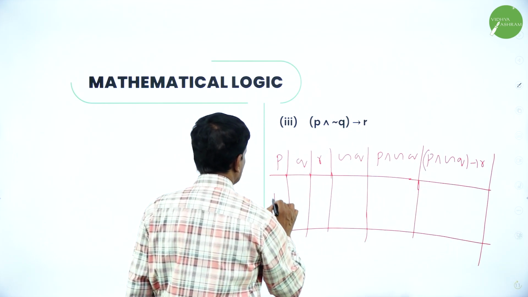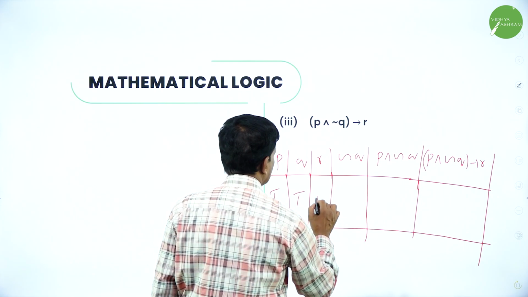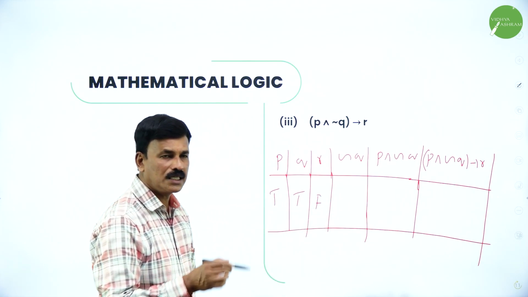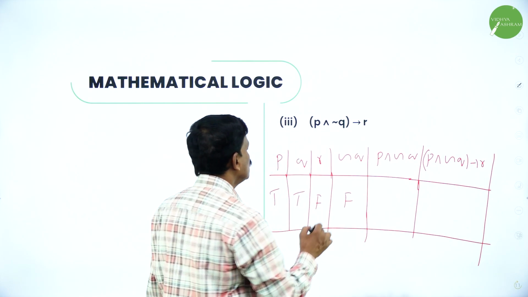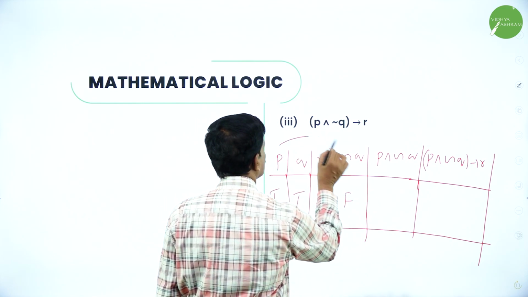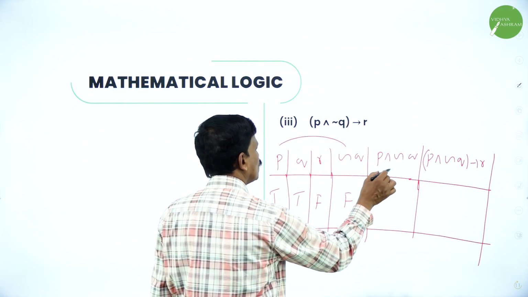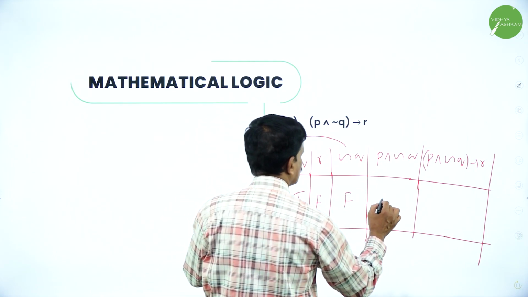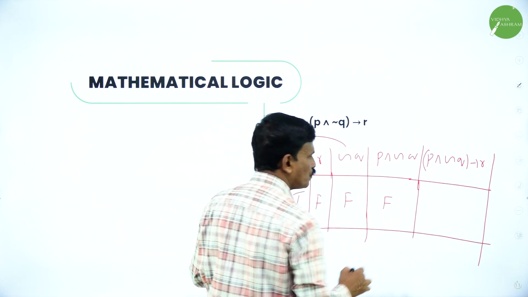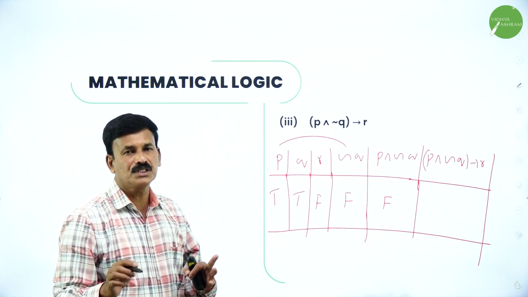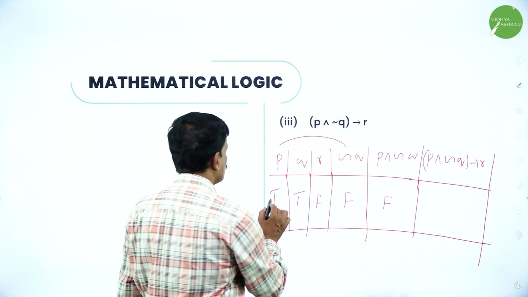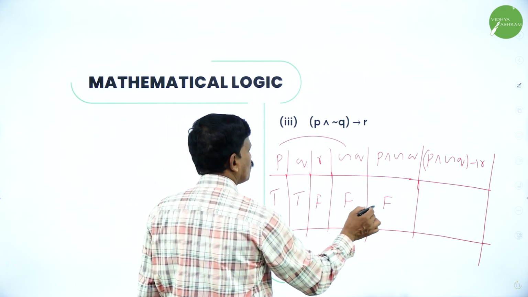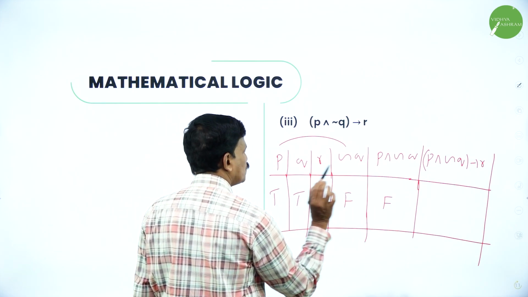Now what is P? True. What is Q? True. R is F. They have given T, T and F. Now negation of Q is F. For true it is false. Now write down the conjunction for these two, P conjunction negation of Q. So true and false is equal to false. In case of conjunction, true and true is true. In all other cases it is false. So here, conjunction of true and false is equal to false. T and F is F.